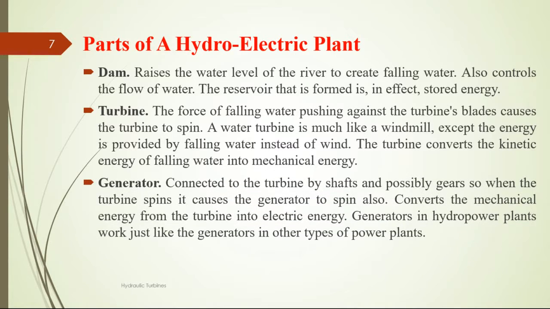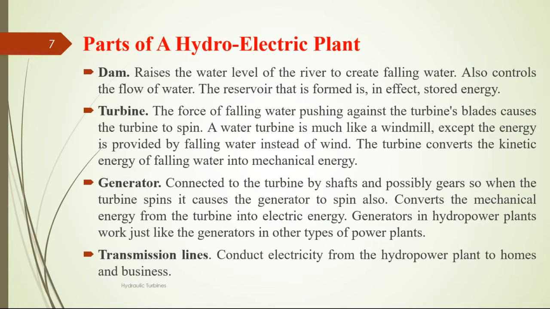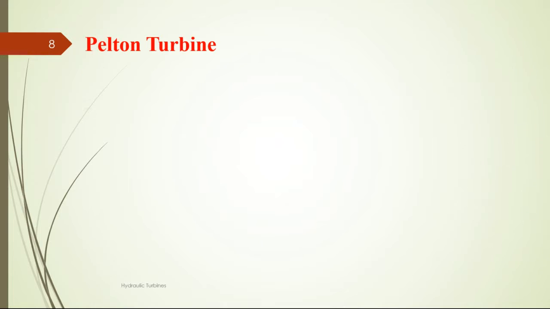Then next one is generator. It is connected to the turbine by shaft and possibly gears. So when the turbine spins, it causes the generator to spin also. It also converts the mechanical energy from the turbine into electric energy. And generators in hydropower plants work just like the generators in other types of power plants. Next one is transmission lines. It conducts the electricity from hydropower plant to the homes and businesses.